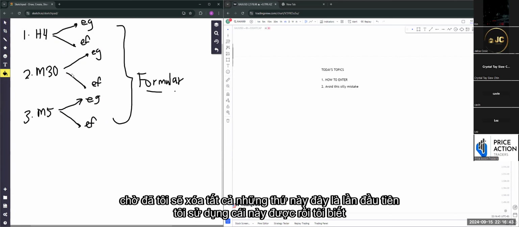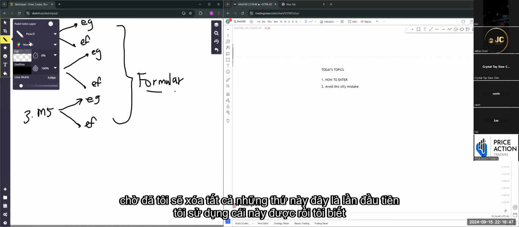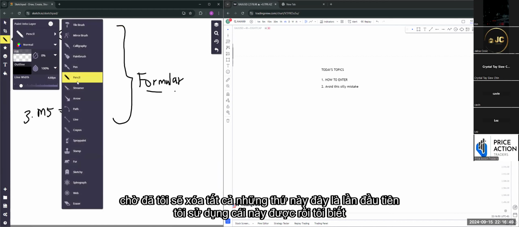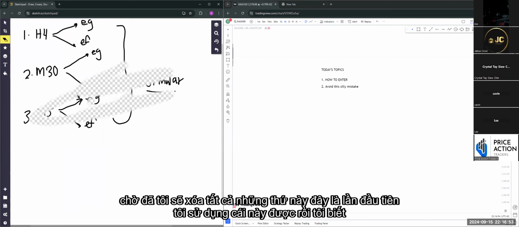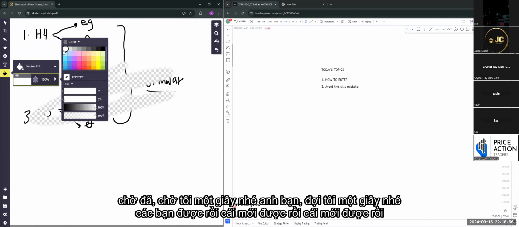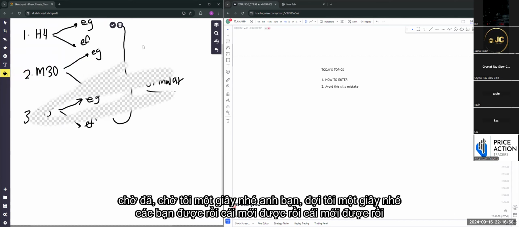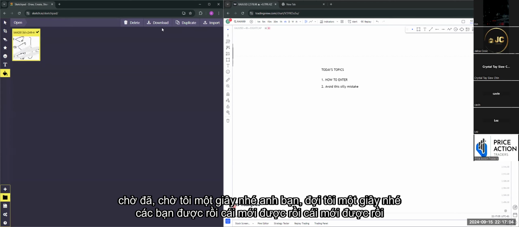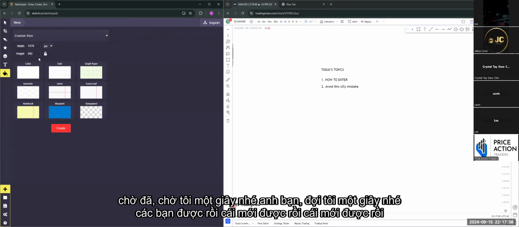How to fill this up? Wait. I'm going to erase all of this. It's my first time using this one. No, wait, give me a second. Give me a second, guys. Okay, new one.